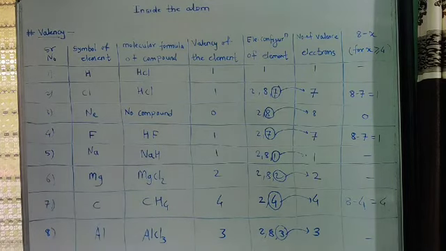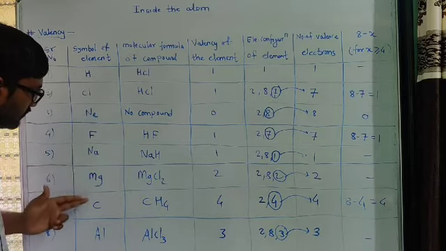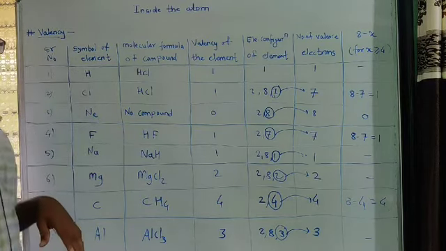So look at the difference between two different kinds of compounds here. Look at hydrogen, chlorine, fluorine, sodium, magnesium, carbon, aluminium on one side, and this neon on one side.